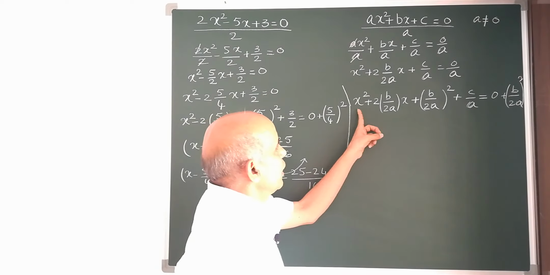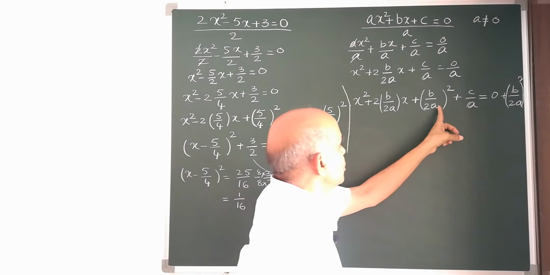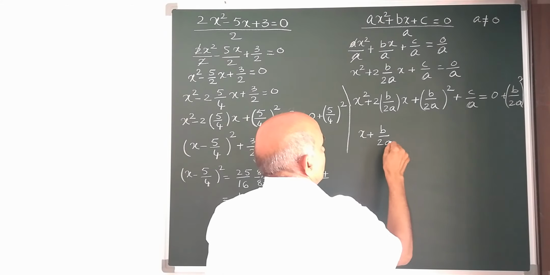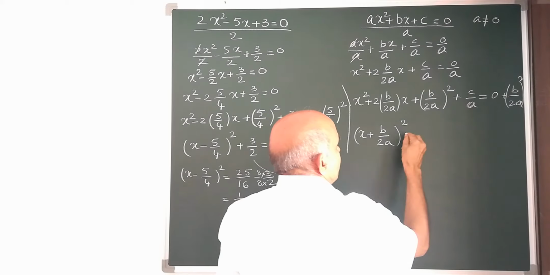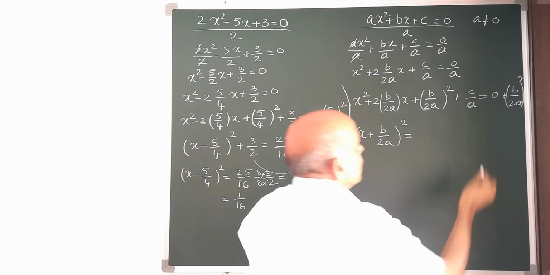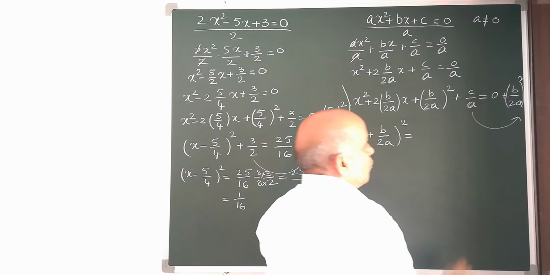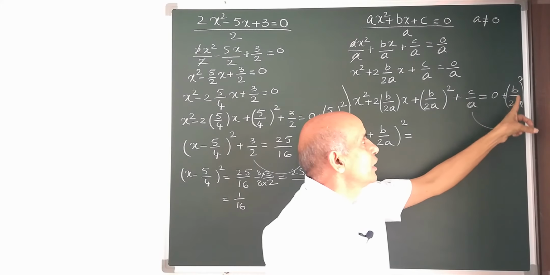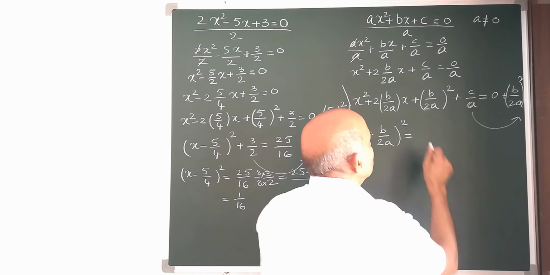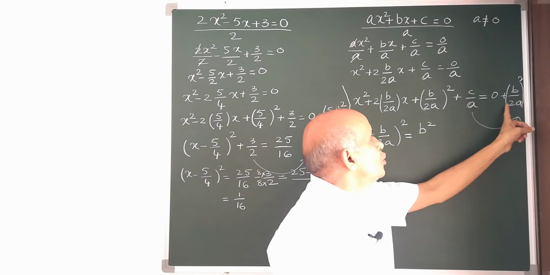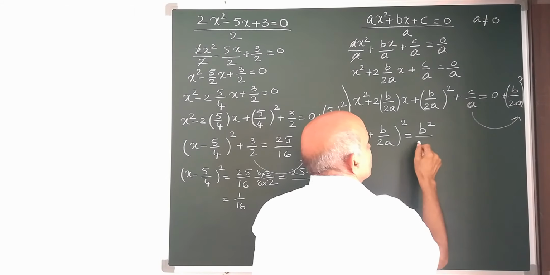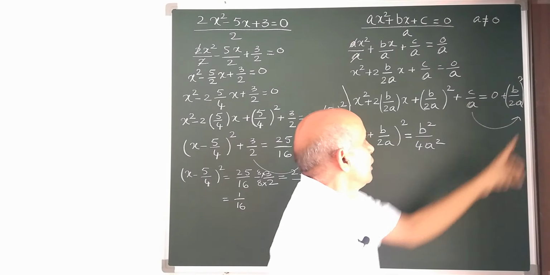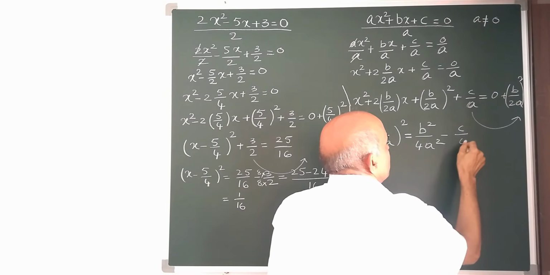Now this a square plus 2ab plus b square can be written as a plus b whole square, x plus b by 2a whole square is equal to this, c by a also we will transfer to this side. Both the things we will do. First thing, this whole square I will write for both numerator and denominator. So b whole square becomes b square. This 2a whole square becomes 4a square. And this c by a we have transferred to that side, so it becomes minus c by a.